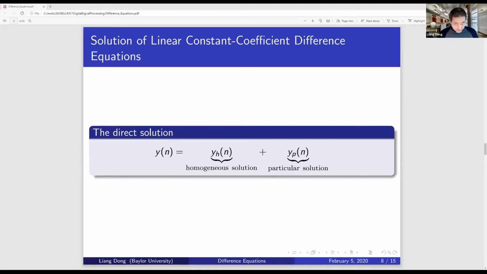Today, let's continue our discussion on difference equations. Before I start, do you have any questions from last time when we discussed this?